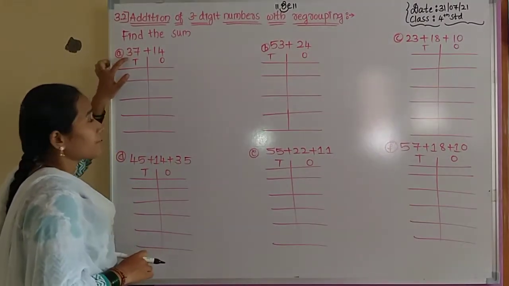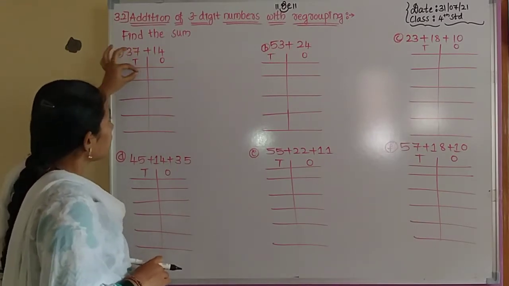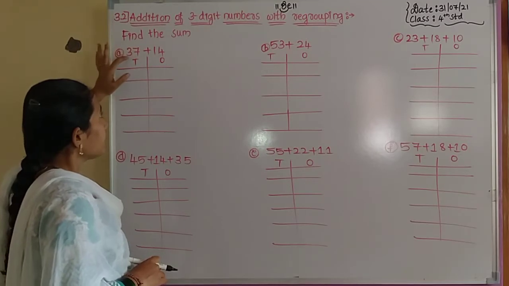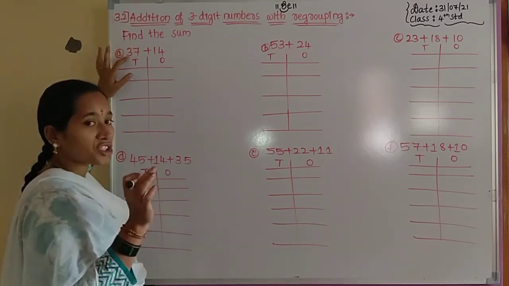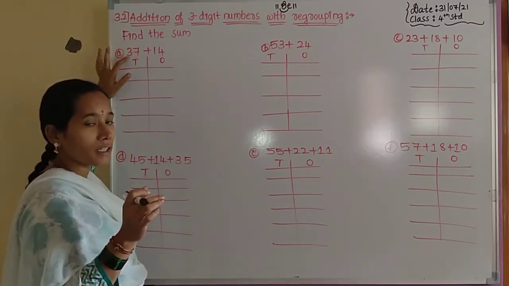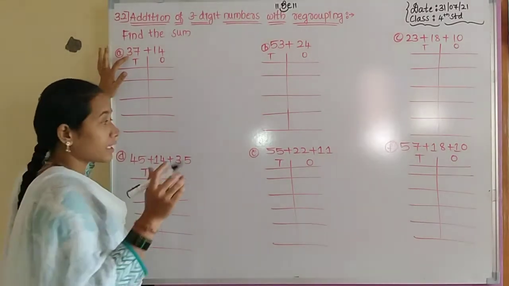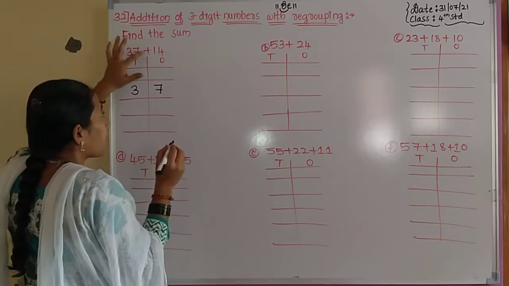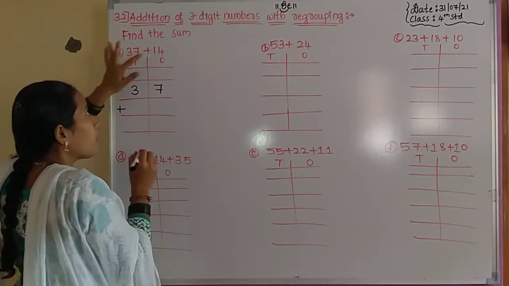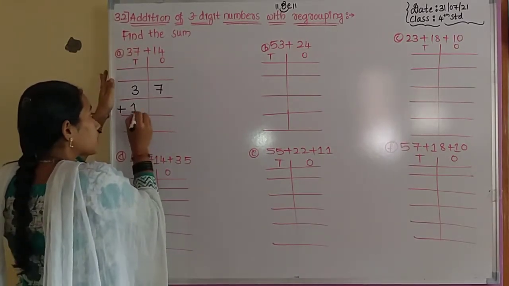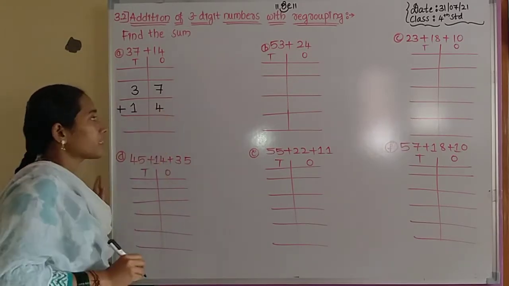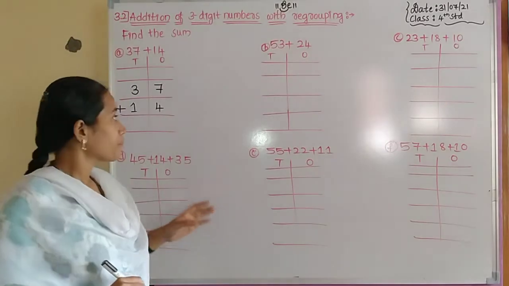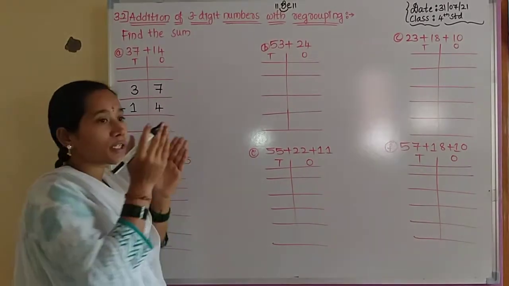See, first 37 is there. This is the column for the carrying. See, in 37, which number is in the ones placement? Is it 3? No, 3 is in the tens placement and 7 is in the ones placement. And the plus sign, so plus sign here. In 14, 1 is in the tens placement, 4 is in the ones placement. Now add these two to get the what? Sum.